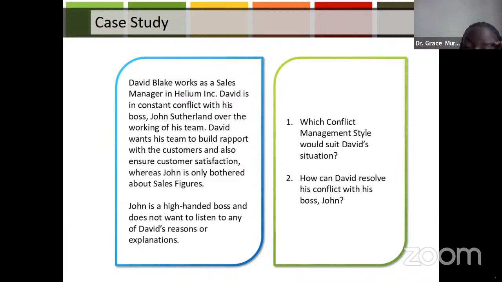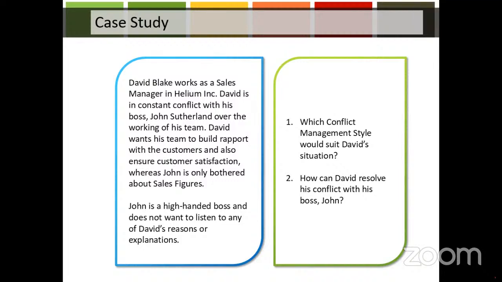How do we bring him to this table so that whether he compromises or collaborates, how do we bring him to the table? How can David resolve his conflict with this boss? Because maybe if you are to compromise or to collaborate, we need John, yes?